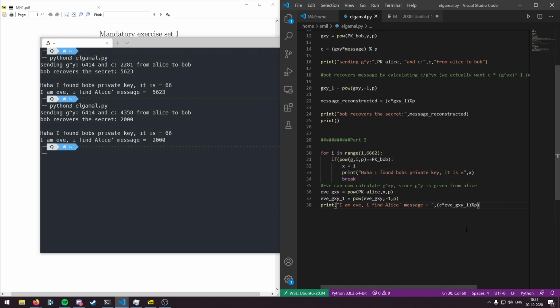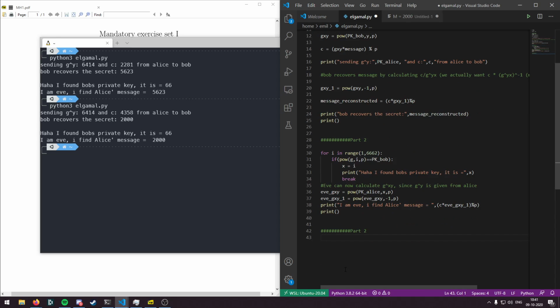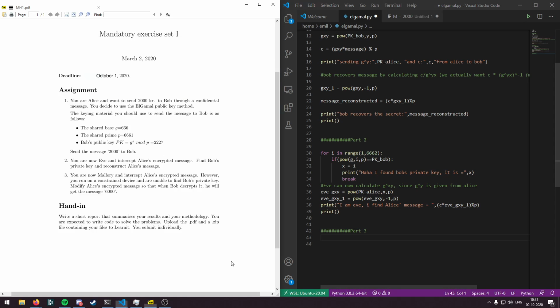So let's make a print statement for a break, and copy this for part 3. And now we are just Mallory. We can look here. Now we are Mallory and we intercept Alice's encrypted message. However, we run a constrained device and are unable to find Bob's private key. We can't brute force it, and this, I guess, was a bit ambiguous in regards to how to do it. So modify Alice's encrypted message so that when Bob decrypts it, he will get the message 6000.